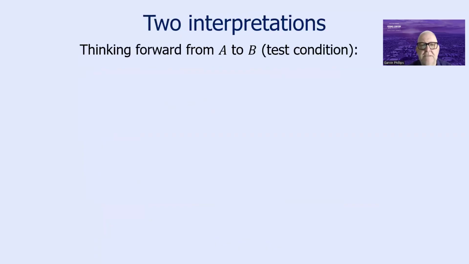So two interpretations, thinking forward from A to B. This is the inverse idea. A to B is a test condition now. Before, B to A was a test condition. Now A to B is a test condition because we're talking about the inverses.